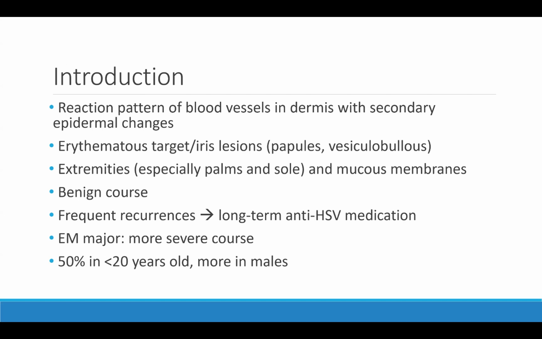The cause is usually benign, but patients can have frequent recurrences needing long-term anti-HSV or herpes simplex medication. In erythema multiforme major, it is a more severe cause. Half of the patients with erythema multiforme are less than 20 years old, and it is more common in males.